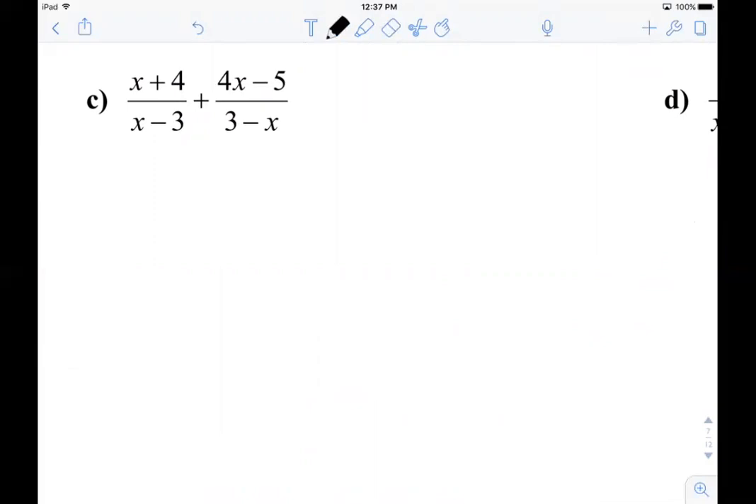So now, for question C here, if you look carefully, it looks like we have almost the same denominator on both of these. The only difference is the second one here has the subtraction going in the opposite order.